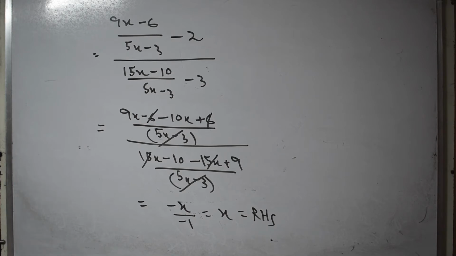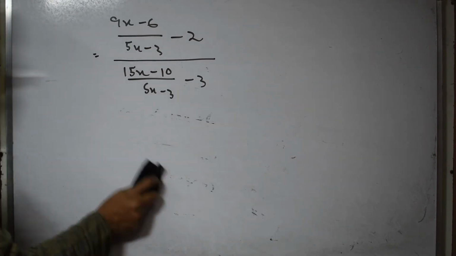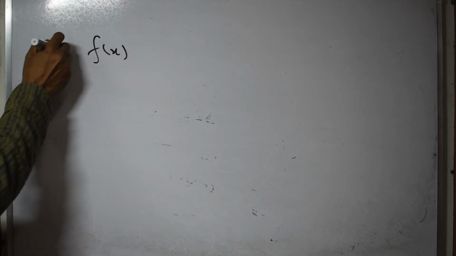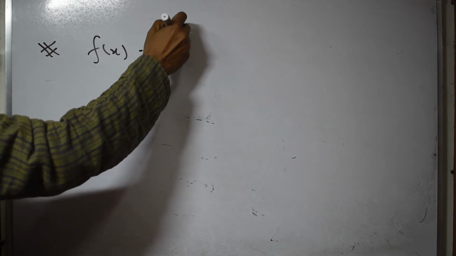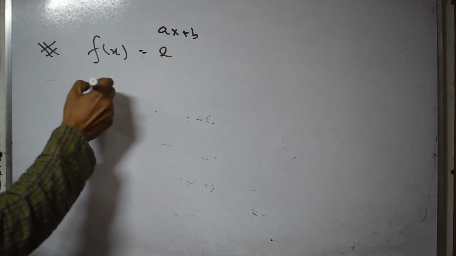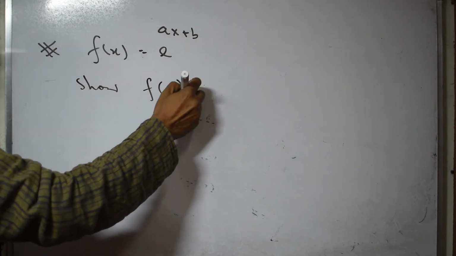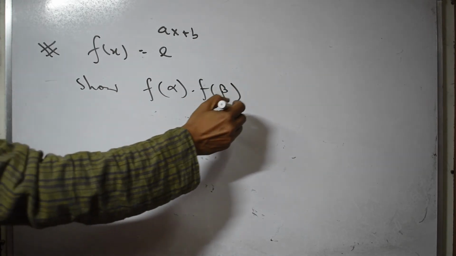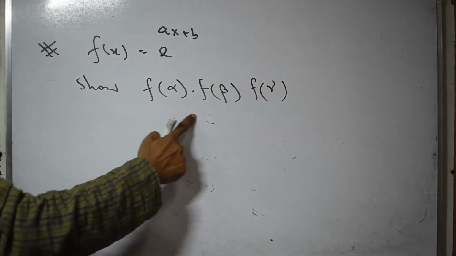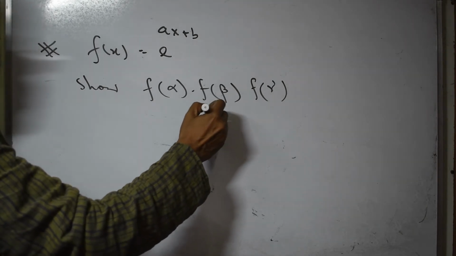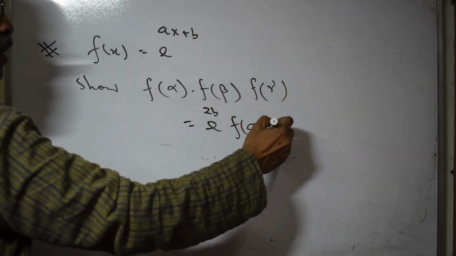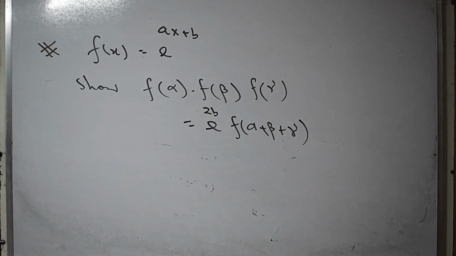Now we can take another example of function. In the chapter, function is nothing but a concept where a variable decides another variable, like this one. Another example: f(x) is equal to e to the power ax plus b. Now we are required to show that f of alpha into f of beta into f of gamma, these three when you are finding, will be e to the power 2b f of alpha plus beta plus gamma. That is the question we require to prove.